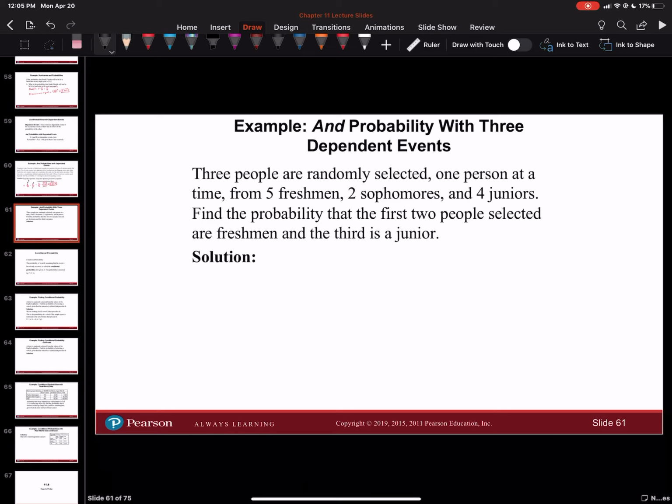So if we were to look at this, we have the probability of getting a freshman times the probability of getting a freshman given that a freshman was selected already. All right, then that'll be times the probability of getting a junior.